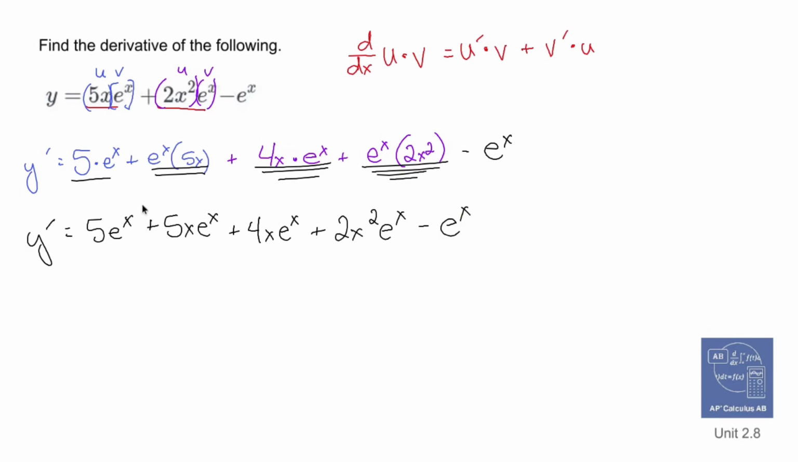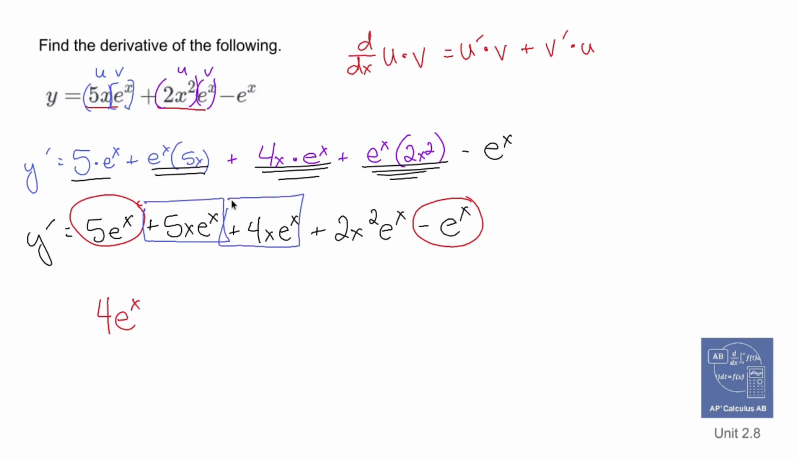All right, 5e to the x minus e to the x is going to be 4e to the x. Okay, so you combine 5x e to the x and 4x e to the x, which is going to be 9x e to the x. And then just kind of hanging out all on its own is 2x squared e to the x. That's going to equal y prime. And that is me using product rule twice and then combining like terms. So much fun!